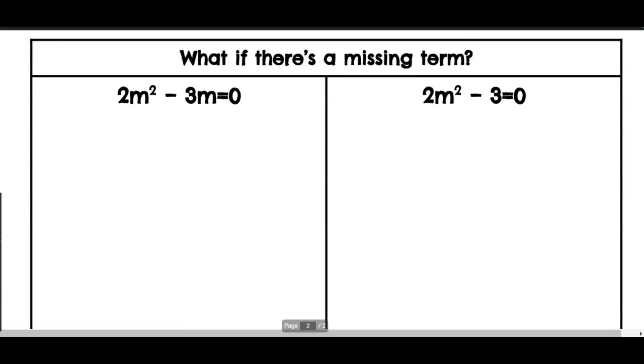All right, so what happens if there's a missing term? No problem, we can still do the quadratic formula. So you just put 0 in for that value. So A for this is 2, B is negative 3, and C is 0. And how do I know that there's no C? Because there's no constant. There's no number that stands alone.